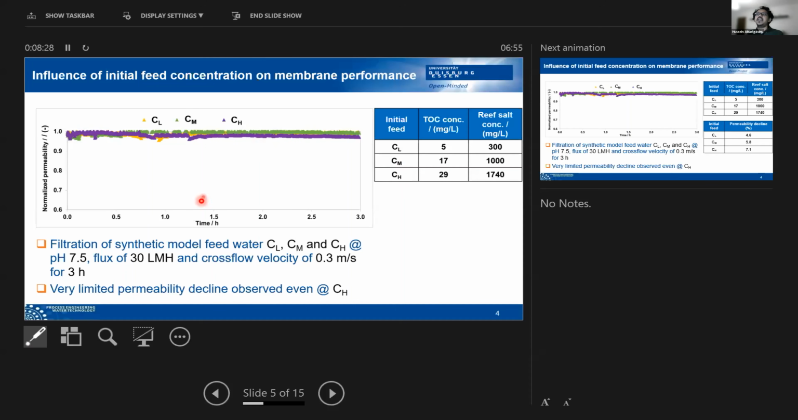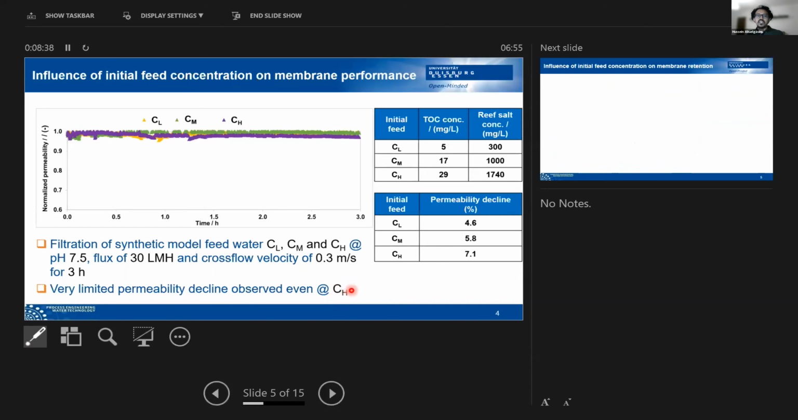As you can see from the results, a very limited permeability decline has been observed under these operating conditions, even at the higher initial feed concentration. In the case of the low and the medium, the decline in the permeability is mainly in a range of 5%. Even at the higher 29 TOC value, it's only 7%.